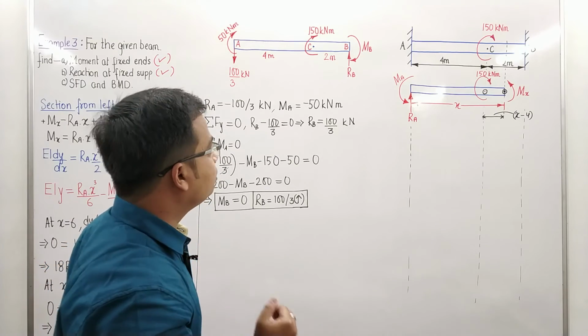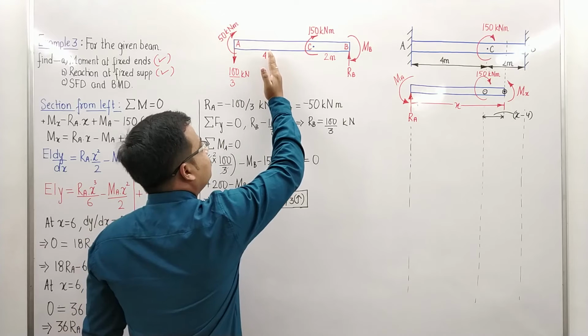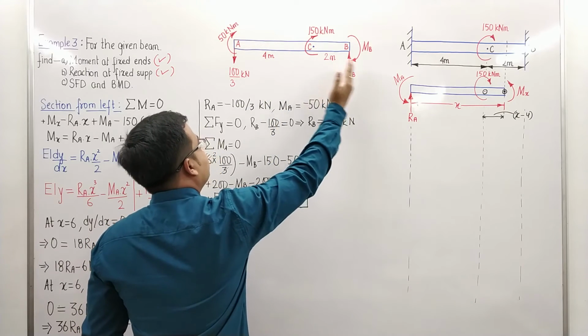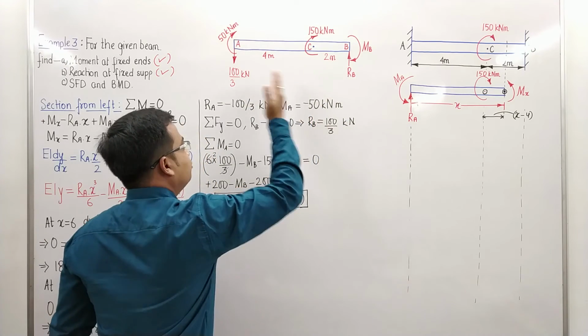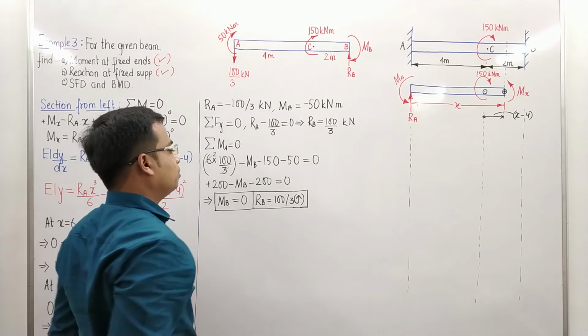So in order to get rid of this confusion, what we'll try to do is we'll take this section. Either we can take this section from the left, get the value of shear force and bending moment, or you can also take this section from the right. Either from the left or from the right. If you take it from the left, bending moment anti-clockwise. If you take it from the right, bending moment clockwise.